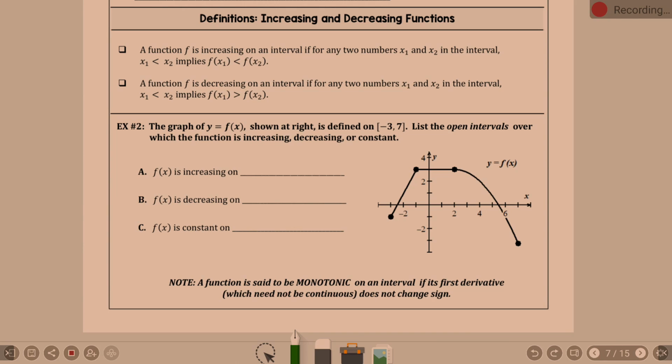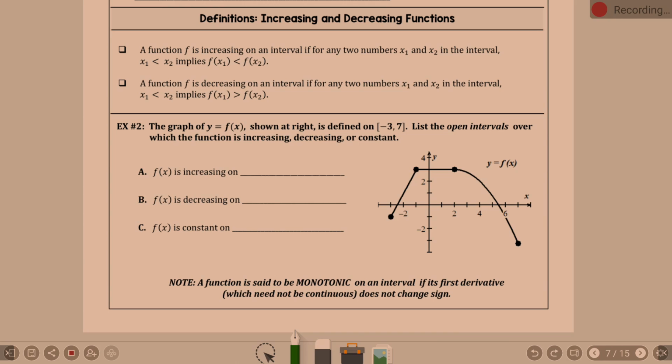Increasing and decreasing functions. A function f is increasing on an interval if for any two numbers x1 and x2 in the interval, where x1 is less than x2, that implies f of x1 is less than f of x2. So that's the idea that as your x values are increasing, your y values are increasing. So your graph is moving up. As you move right on the graph, your graph is moving up.